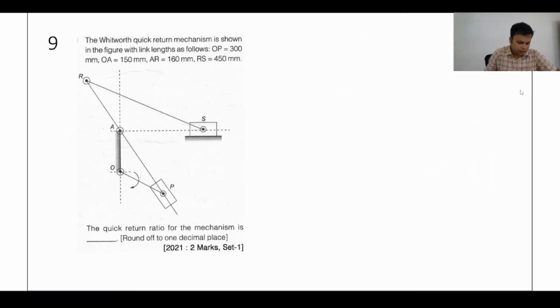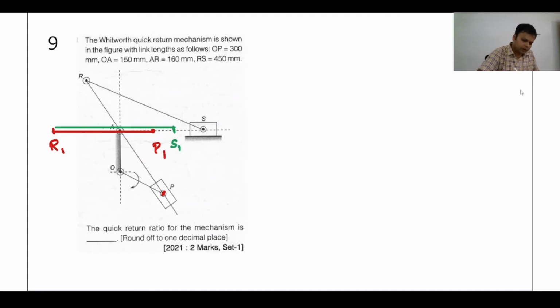Now, point P will be somewhere here, meaning the slider is somewhere here. Let me say point P1. At that time, point R will be somewhere here. Let me say R. So if R is somewhere here, this will be the link RS. S will be somewhere. So this is the configuration.